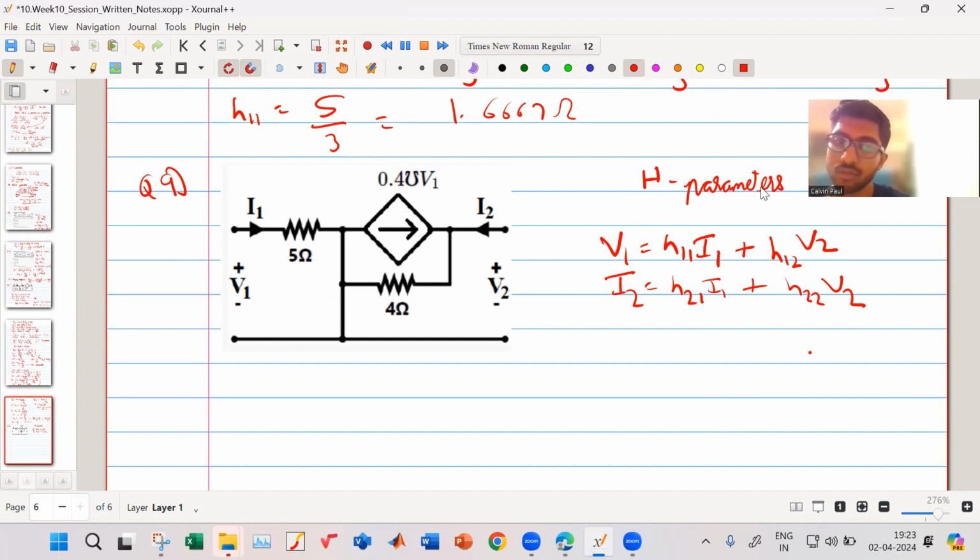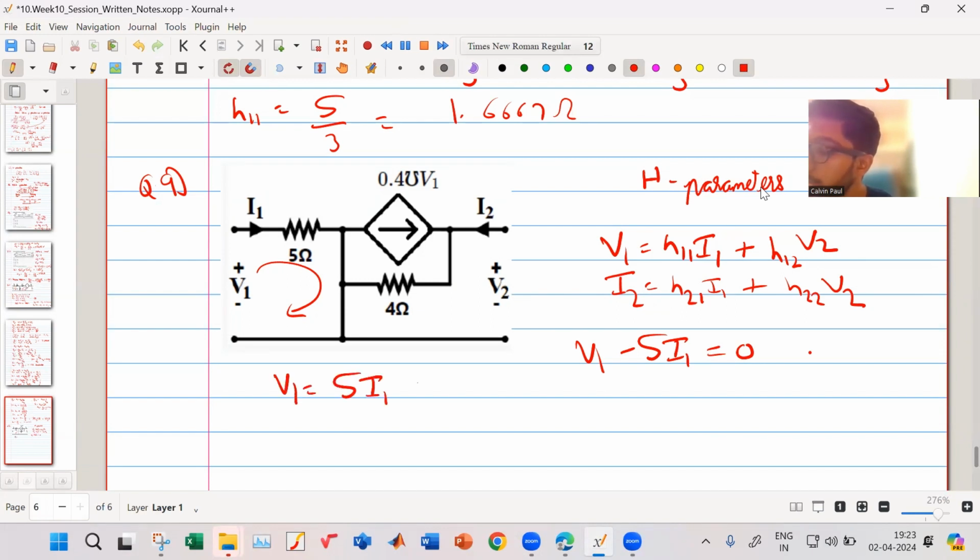So you just apply KVL over here. What equation will you get? V1 minus 5 I1 equals 0. So I can write it as V1 is equal to 5 I1 plus 0 into V2. Yes, sir. So I get my H11 is equal to 5 ohm, and my H12 is equal to 0. Is there anything wrong in this?